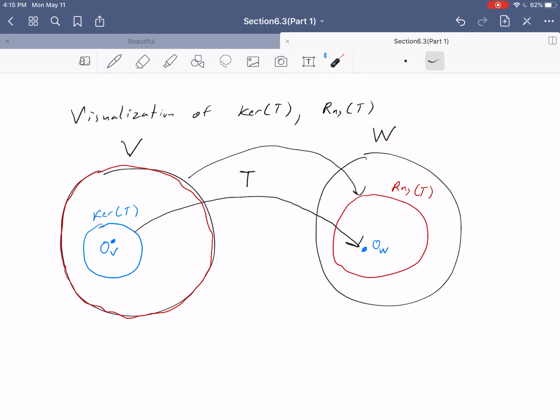The kernel is everything that is being mapped to the zero vector, and the range is the collection of everything that gets hit at least once under this transformation. All right, let's take a look at a quick example before we start to understand the dimension of the kernel and the range. Do keep in mind, it is a well-defined concept to say the dimension of the kernel and the dimension of the range, because we just proved that they're subspaces.